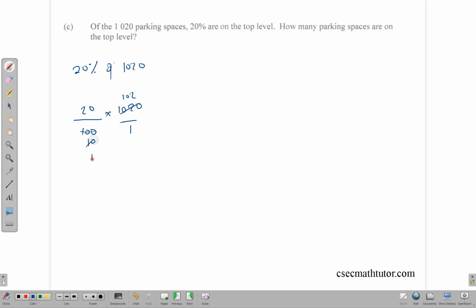Then we can further divide here by 10, and this by 2. By 10, we get 2. So we actually are multiplying 102 times 2, which gives us 204 spaces at the top.